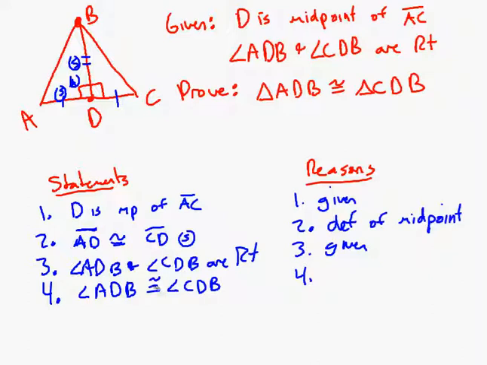Alright, so because they're right angles, I say that they're congruent, and this is one of our things that we had a while ago. All right angles are congruent. That's one of our things.